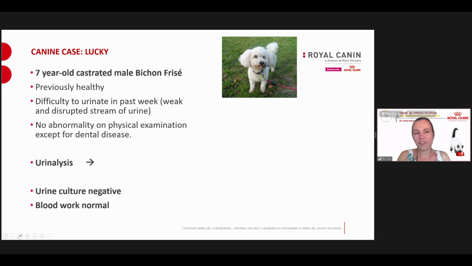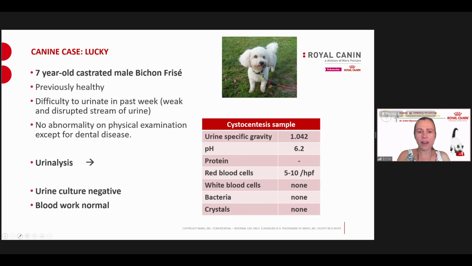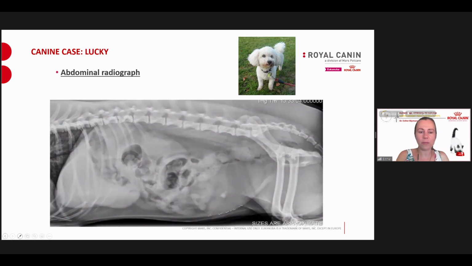On physical examination, he's very happy, like a Bichon Frise can be. He's very healthy, apart from, of course, significant dental disease like they all have. You do urinalysis, and on urinalysis, you see a urine-specific gravity of 1.042, a urine pH of 6.2, some red blood cells, and other than that, absolutely nothing of significance. No crystals either. And the urine culture is negative, and the blood work is completely normal. You're like, well, that's weird. I don't see crystals. I see a few red blood cells, but other than that, Lucky seems completely happy and healthy. Let's go ahead and do some imaging.